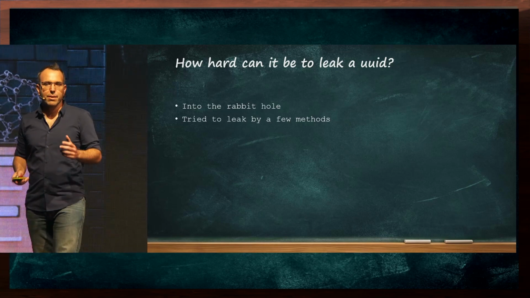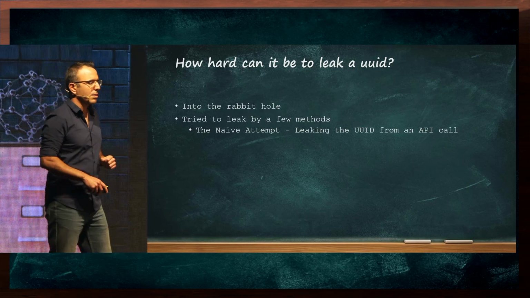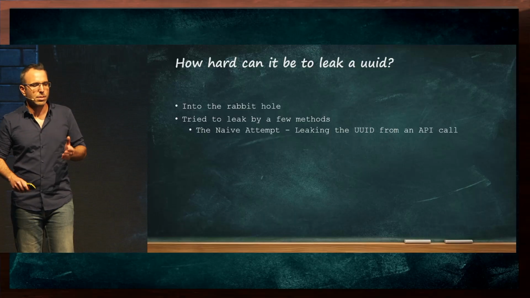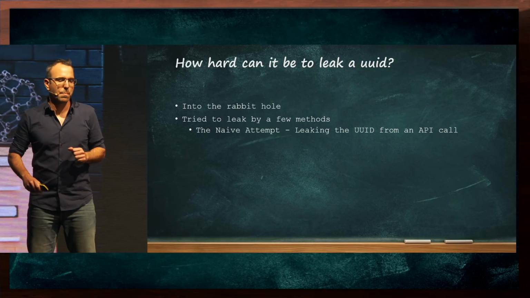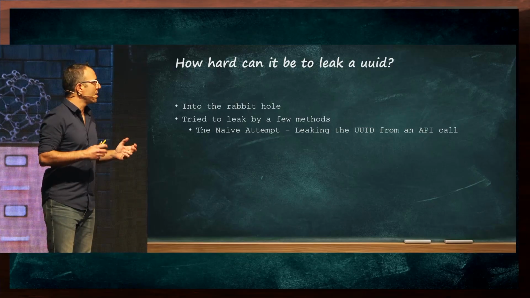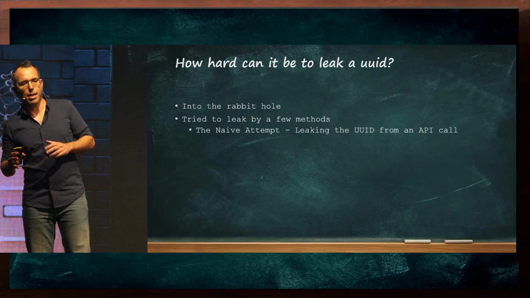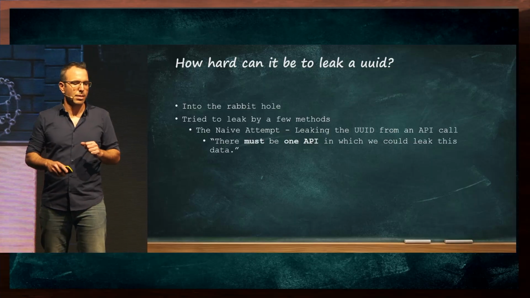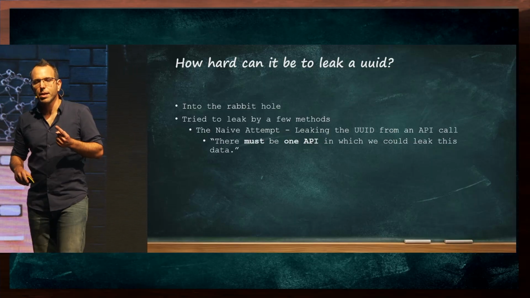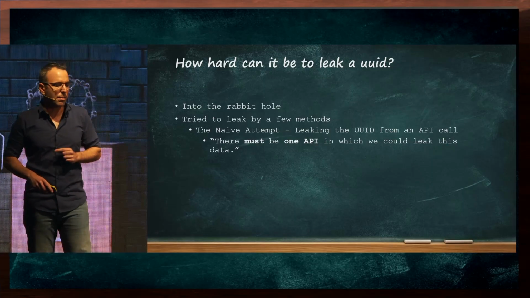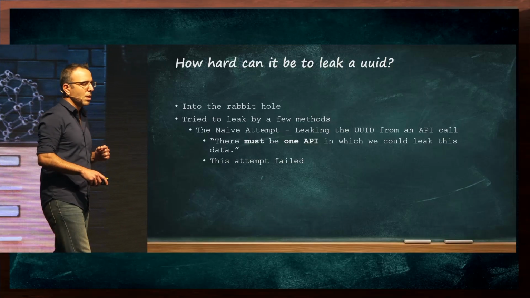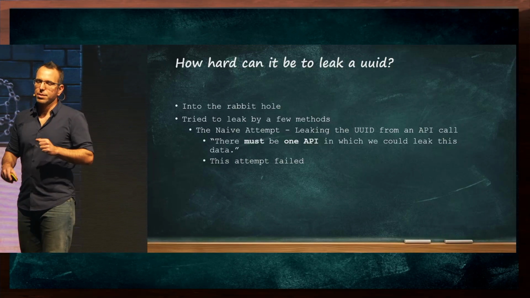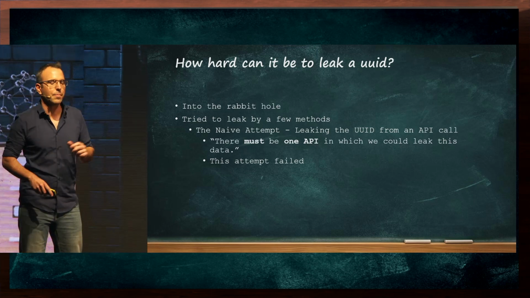We tried to leak by a few methods. At this part of the research, we already knew there are many API endpoints on the system. We also noticed that some APIs are leaking some internal UUIDs. So we speculated there must be one API in which we could leak this UUID. We tried each API in the specification, but this attempt failed.